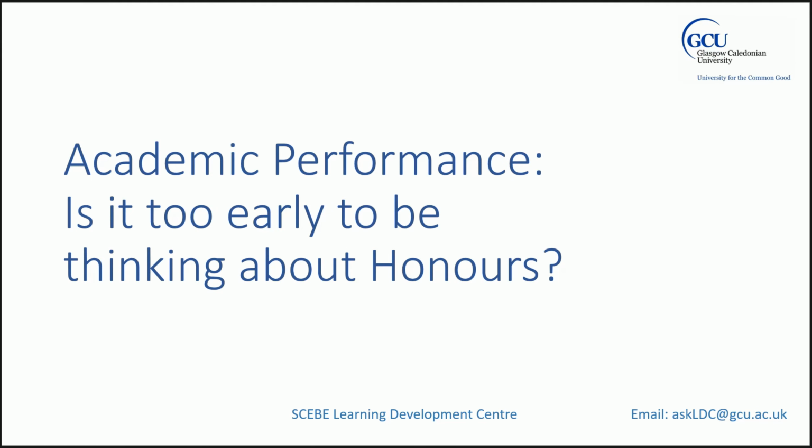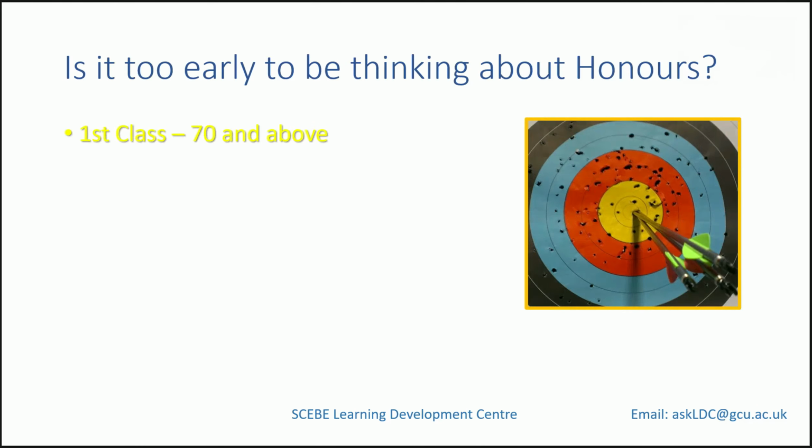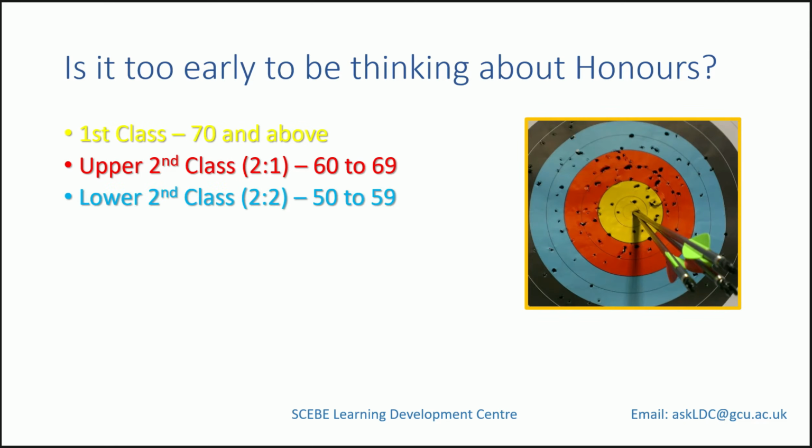Academic performance. Is it too early to be thinking about honours? The way it works is, by the end of the honours year, everything you've done up to then, particularly in the third and the honours year for most programmes, will be rolled into a single number. If that number is 70 or above, that's a first class honours. If the number is 60 to 69, that's an upper second class or a 2-1. If it's 50 to 59, that's a lower second class or a 2-2.